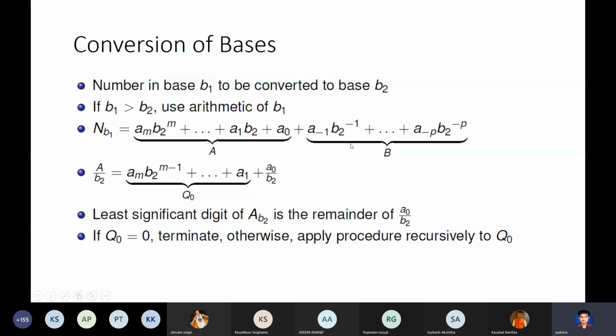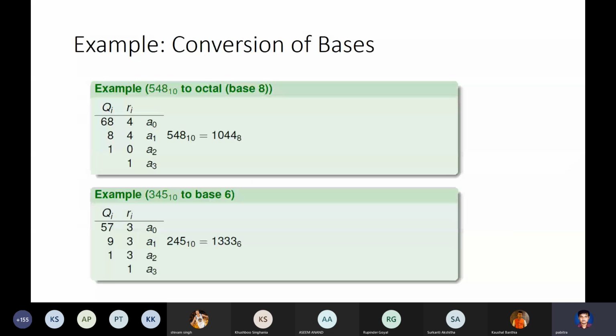If you want to convert B1 to base B2, keep on dividing B1 by B2 and look at the remainder. This would give the least significant, second least significant, and so on, those digits. I don't think I need to do further examples. I think this is all clear. This is just a recapitulation. So any question on this? Did I miss anything?